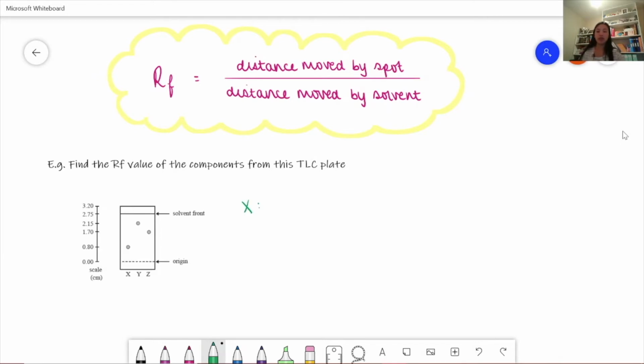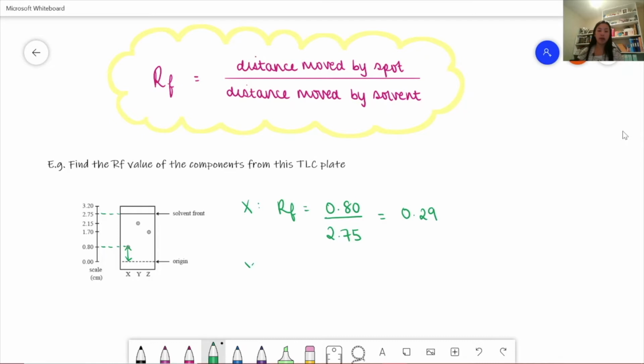So we have the distance moved by the spot, and one really important thing to remember is that when we measure the distances, it has to be to the middle of the spots. The middle of the spot goes to about 0.80, so it's this distance here, from the origin to the middle of the spot. And so we have the RF value is equal to 0.80 over the distance moved by the solvent. And this is where the solvent front is. The definition of the solvent front is just the place where the solvent has moved up to. So that's at 2.75. So 0.80 divided by 2.75 is equal to 0.29.